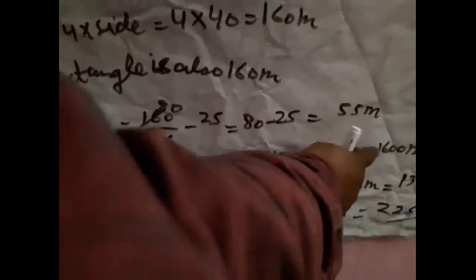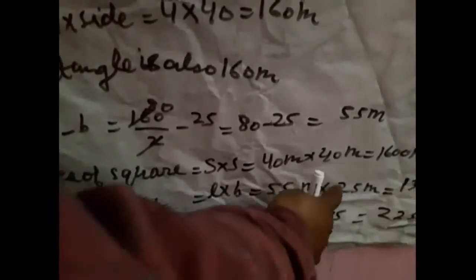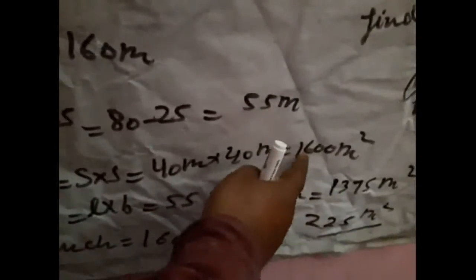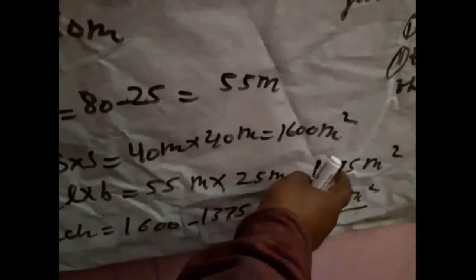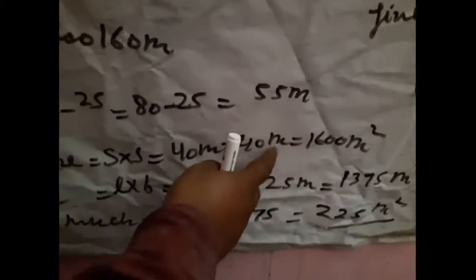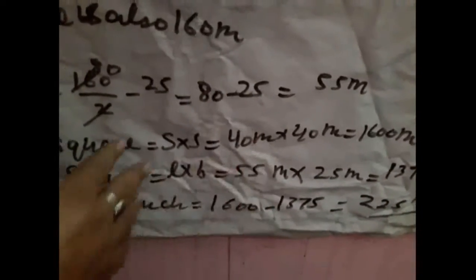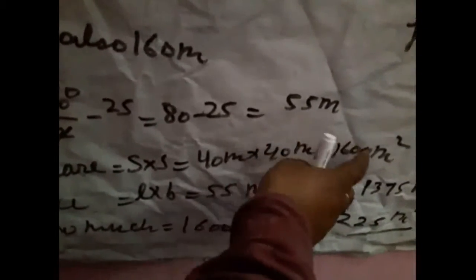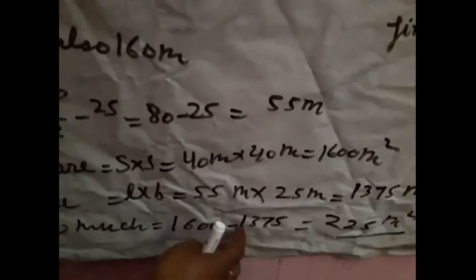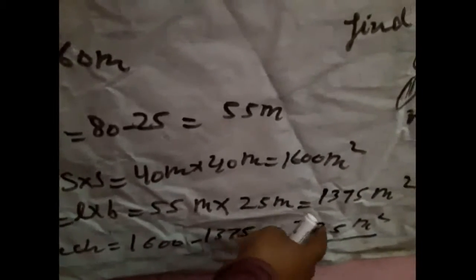Is equal to 40 into 40 is equal to 1600 meter square. Area of rectangle is equal to length into breadth. 55 into 25 is equal to 1375 meter square. Area of square is 1600 meter square. Area of rectangle is 1375 meter square. It means which area is more? The square's area is more, because 1600. And for how much more, we subtract 1375 from this 1600. 1600 minus 1375 is equal to 225 meter square. It means the area of the square is 225 meter square more than this one.